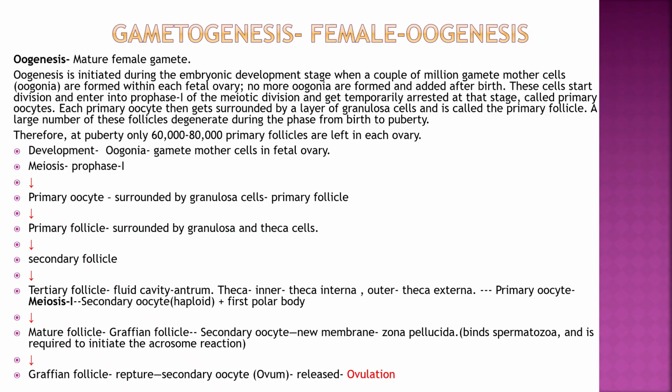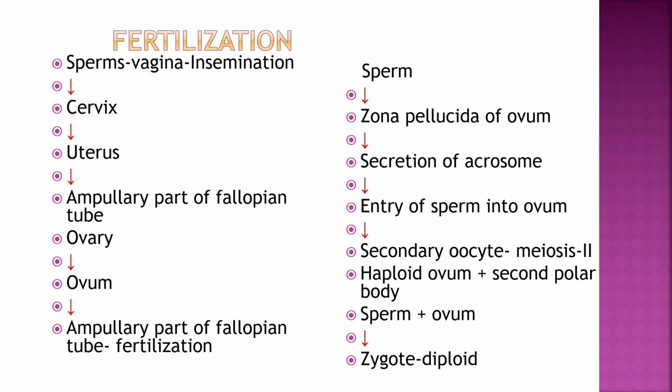So this zona pellucida is required for the binding of the spermatozoa and is then required to initiate the acrosome reaction. The Graafian follicle then ruptures, and the secondary oocyte, that is the ovum, is released, and this is called ovulation. Now let's study the fertilization process. So sperms enter into the vagina, that is called insemination. Then they travel to the cervix, then to the uterus, and then the ampullary part of the fallopian tube.